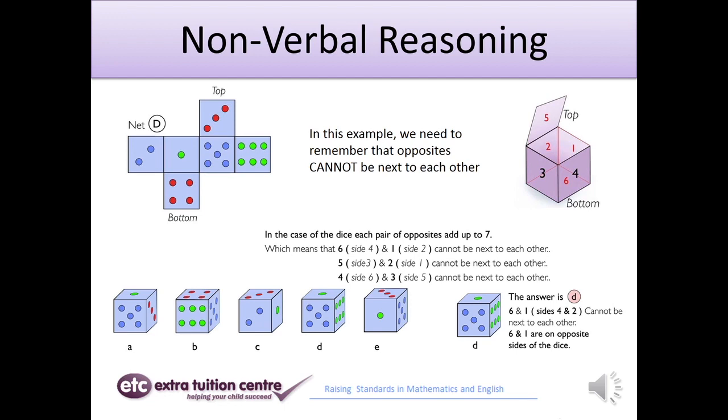If we look at A, we cannot see any opposites next to each other. If we look at B, we cannot see any opposites next to each other. If we look at C, we cannot see opposites next to each other. But if we look at D, we can see 1 and 6 next to each other. This cannot be, as they are opposite sides, so we know that the answer is D. D is the cube that cannot be made from this net.